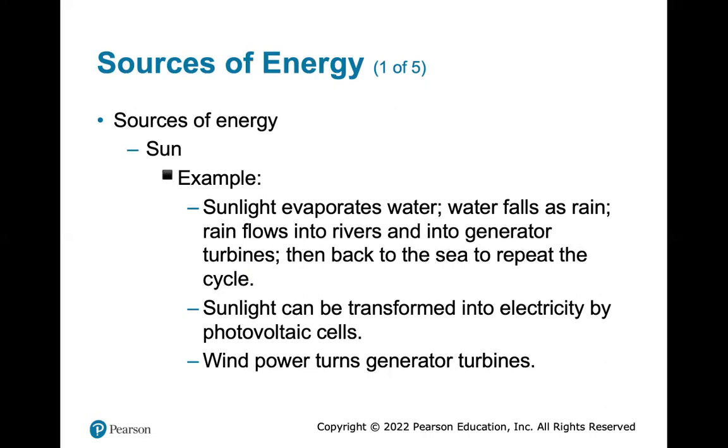Sunlight can be transformed into electricity by photovoltaic cells. That's what we were talking about. And wind power turns generator turbines. I'd already read those. I apologize.